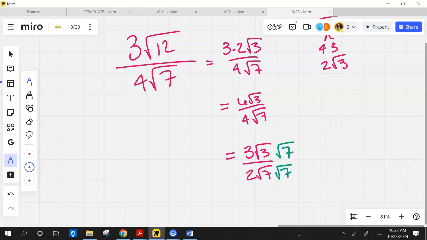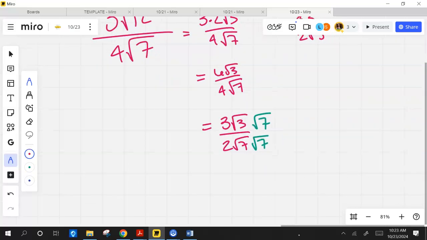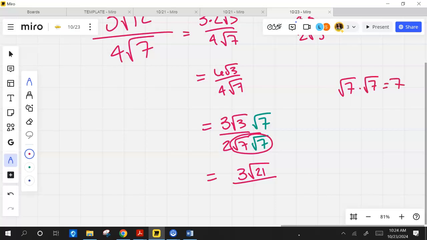Hey, look, it's Christmas colors. Up top, this is going to be 3 times the square root of what? 21. Divided by, well, what's the square root of 7 times the square root of 7? 7. The square root of 7 times the square root of 7 is 7. So that means this bottom becomes 2 times 7, which is 14. Can I simplify the 21 and the 14? No, because the 21's under a radical. So I stop there.